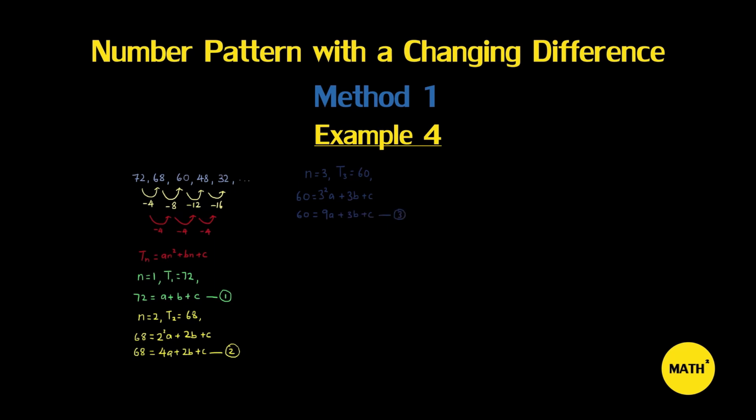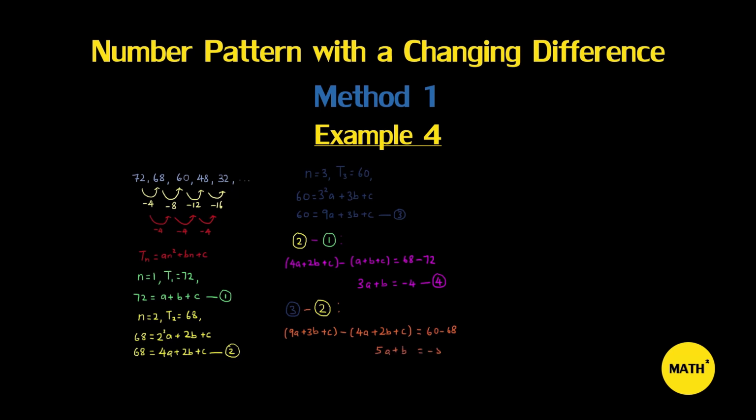Similar to the previous example, we will solve these simultaneous equations using the elimination method. We will first subtract equation 1 from equation 2, and we will get 3a plus b equals negative 4, and we label this as equation 4. Next, we subtract equation 2 from equation 3 to get 5a plus b equals negative 8, which is our equation 5.